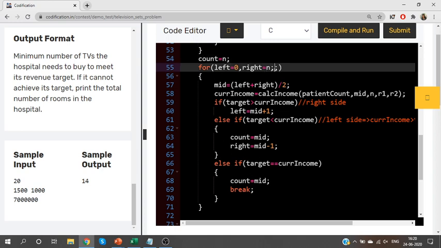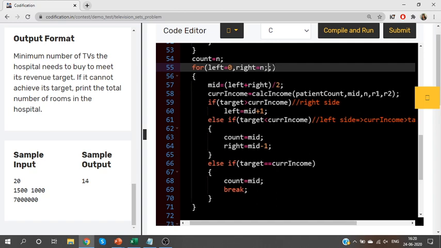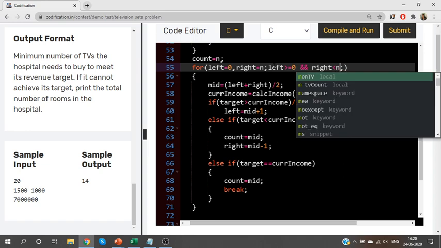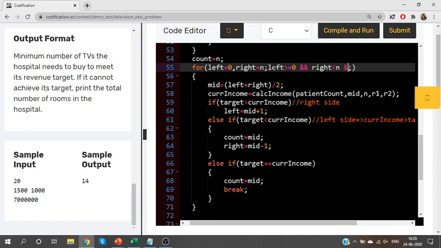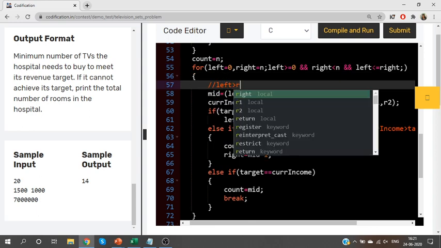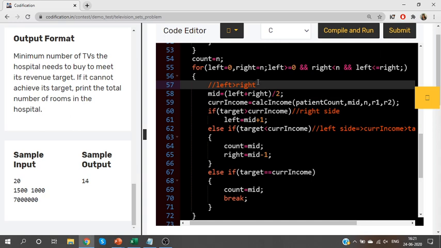Now, what is the looping condition? There are several conditions, guys. First of all, the boundary condition. What is the boundary condition? Left should be greater than or equal to 0. Right should be less than n. This is the boundary condition, and one important thing is left should be less than or equal to right. That is what makes sense. Left is starting from the left side end, right is starting from a greater value. Left is a lesser value, right is a greater value. So, if left becomes greater than right, that makes no sense at all.